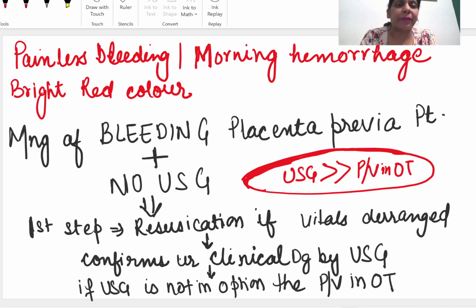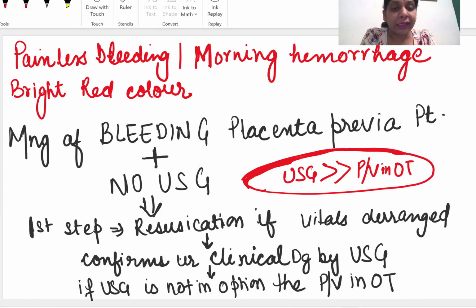So the first step will, of course, if the patient's vitals are deranged, then resuscitation is the first step. But you will confirm your diagnosis by ultrasound. Okay, if the patient doesn't have an ultrasound in hand, then you will confirm your diagnosis by ultrasound. Okay, there is one more way to confirm your diagnosis by doing PV in OT, but that is a less preferred method and it is only done in patients who are at term, more than 37 weeks. Okay, because if it is a placenta previa, then we have to do cesarean and it is more than 37 weeks. But in every case, whether it is more than 37 weeks or less than 37 weeks, ultrasound is always preferred more.